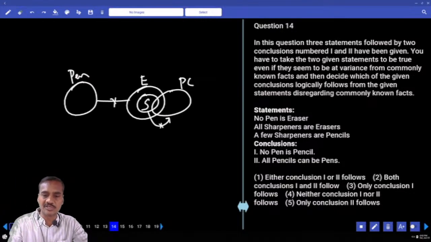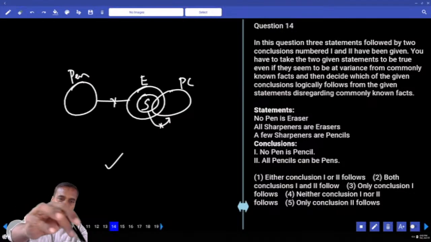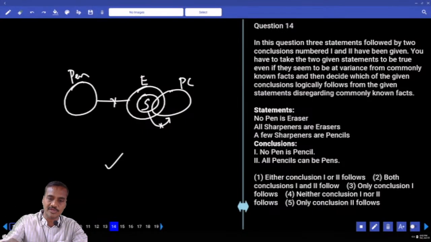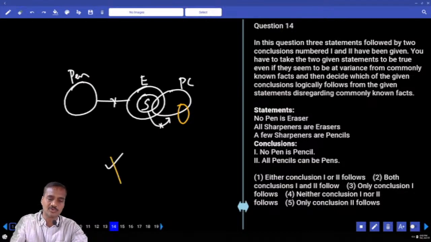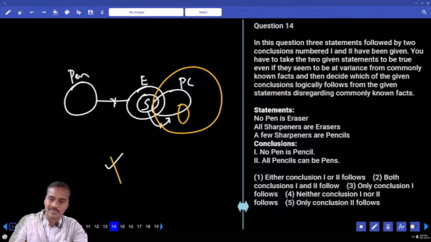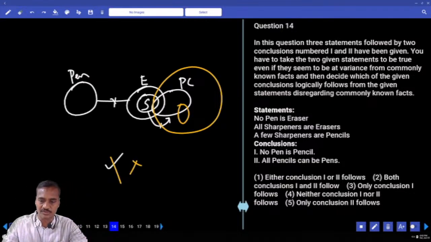No pen is pencil, definitely true. All pencils can be pens. My pencils and pens are what? First one, no pen is pencil means no. And now we need to prove some pens are pencil. Alternate diagram true, previous conclusion false. All pencils can be pens. Then no pen is eraser will become false. Hence it is not possible. Then what is your answer? Neither one nor two, choice 4 for question number 14.